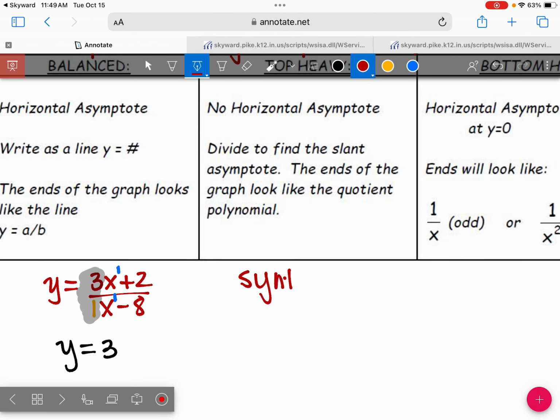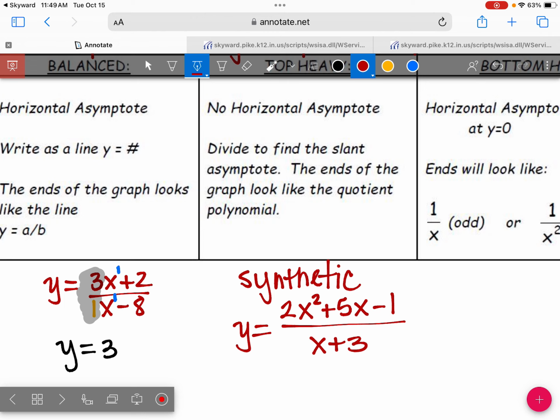And that's what we talked about yesterday. So we would have to do synthetic division. So for example, if we had y equals, and I'm just going to make something up, 2x squared plus 5x minus 1 over x plus 3. Let's say that was it.